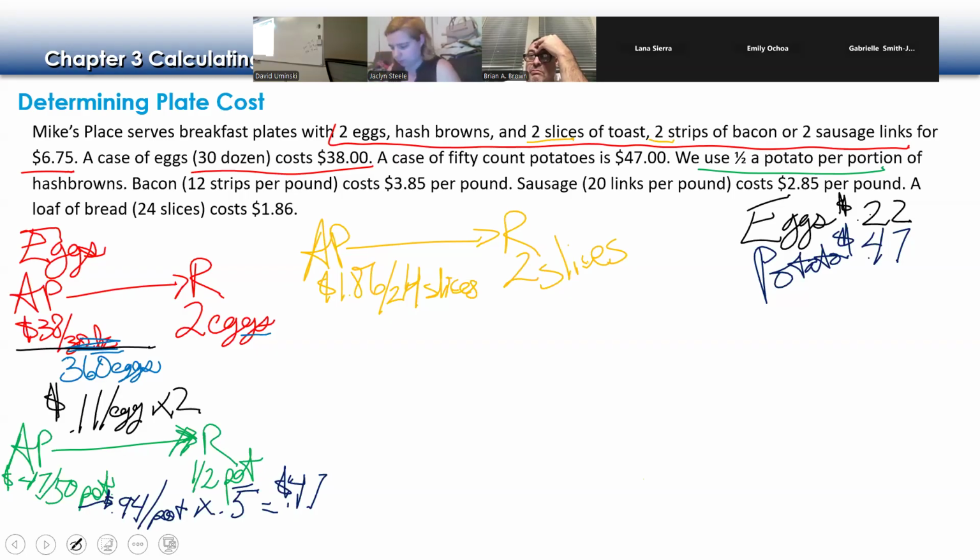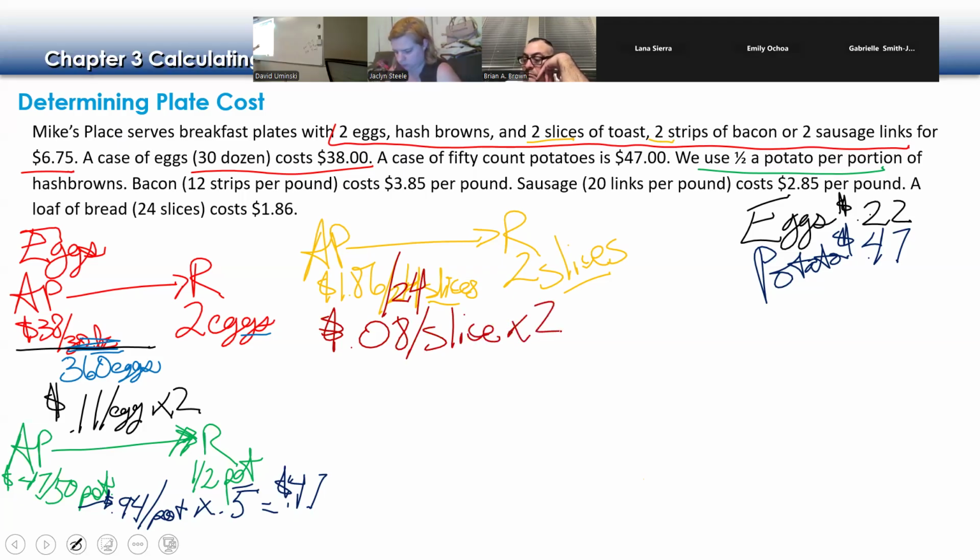Okay, so we have 2 slices. Do our units match? Yes. So $1.86 divided by 24 is 8 cents. So 8 cents per slice. $0.08 per slice times 2 is, makes sense, 16 cents.